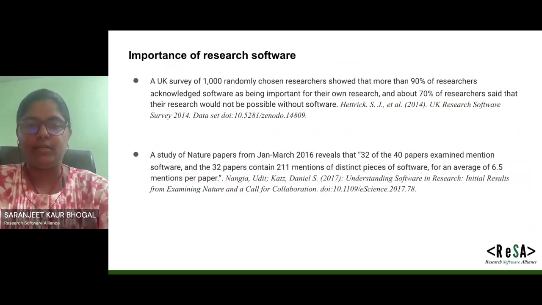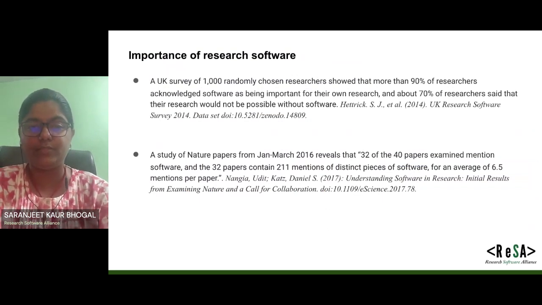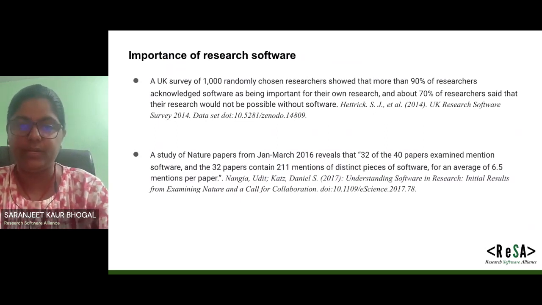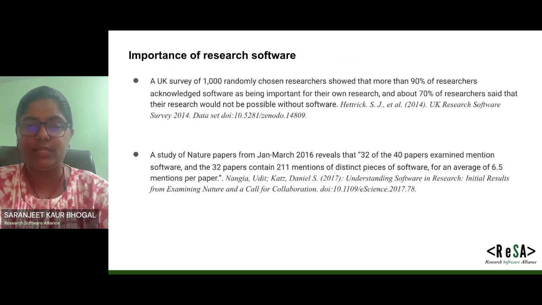Here are some bits which share why research software is important. A UK survey of 1,000 randomly chosen researchers showed that more than 90% of researchers acknowledge software as being an important output for their own research, and about 70% said that their research would not be possible without software. You can read more about this in the UK Research Software Survey 2014 by Simon Hettrick.